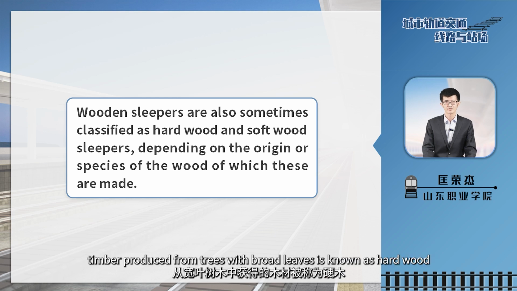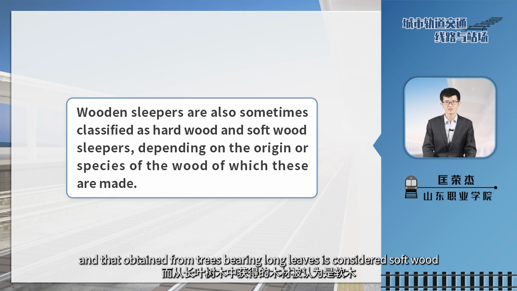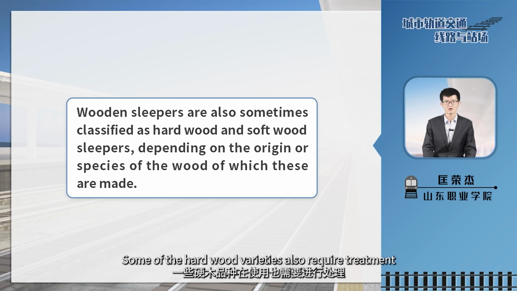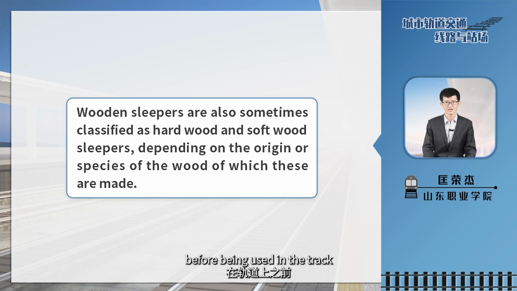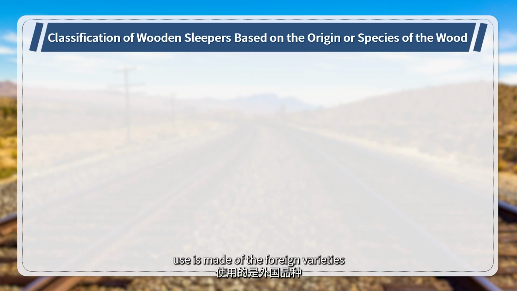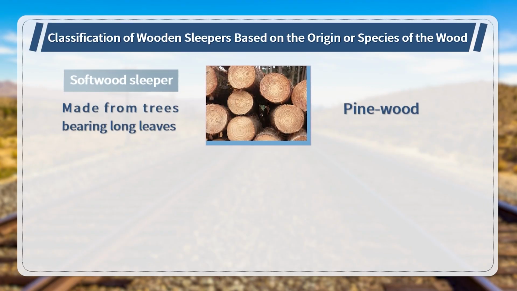Broadly speaking, timber produced from trees with broad leaves is known as hardwood, and that obtained from trees bearing long leaves is considered softwood. Some of the hardwood varieties also require treatment before being used in a track. Use is made of the following varieties.